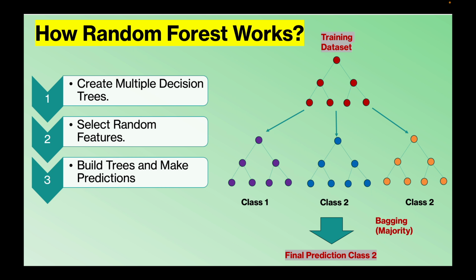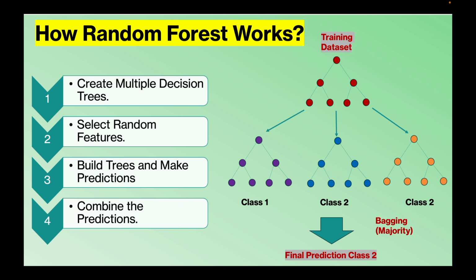Another step is to build trees and make predictions. So grow each tree fully so that each tree independently makes its predictions. And finally combine all the predictions. For a classification problem we choose the majority vote, whereas for a regression problem we take the average of the different trees' outputs. That means from this figure we have final predictions like class 1 and class 2. But here the majority is class 2. So for instance, if it is a classification problem, then our final prediction is class 2. Hence, this is how the random forest works.